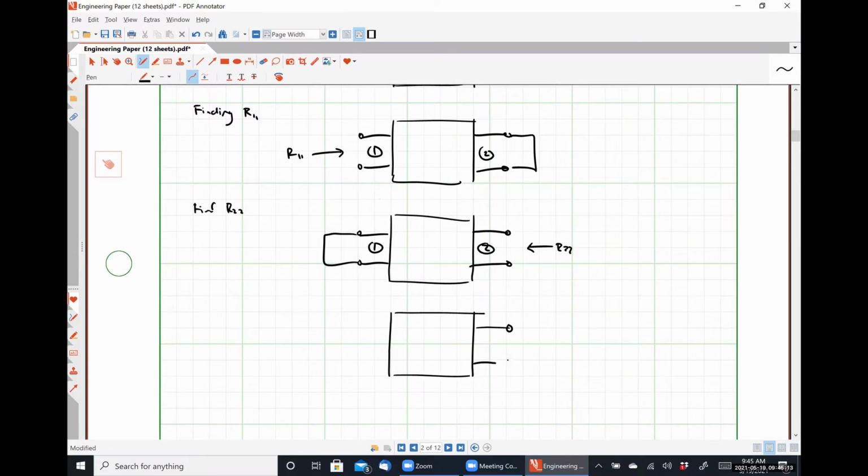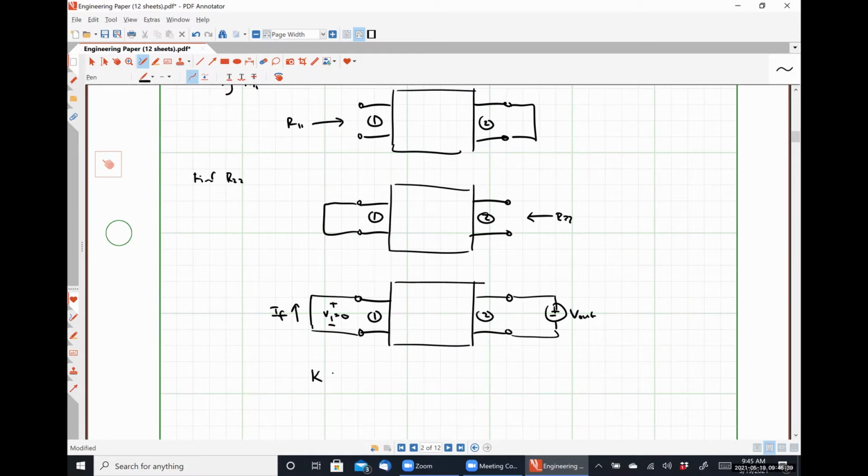For our feedback factor, K, we look at our feedback network as per usual. We apply our output signal, which in this case is V out to port 2. And we look at what our feedback signal is, IF over here at port 1, with the constraint that the voltage drop across port 1 is 0. And our feedback factor K is defined as V out over IF, where V1 is equal to 0 volts.